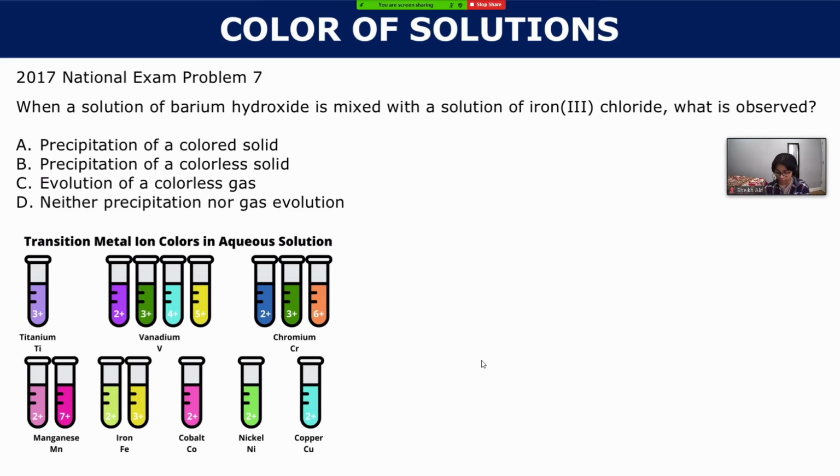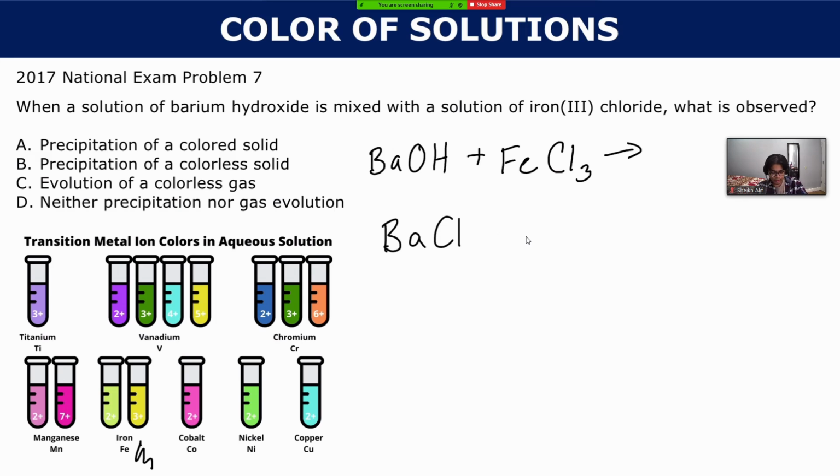Next, when a solution of barium hydroxide is mixed with a solution of iron 3 chloride, what is observed? Okay, so let's go through the chemical equation of this. We know barium hydroxide is mixed with iron chloride. And so this is going to be your typical double displacement reaction. And we went over those last class if you don't know how to do them. So we're going to have barium chloride plus iron hydroxide.